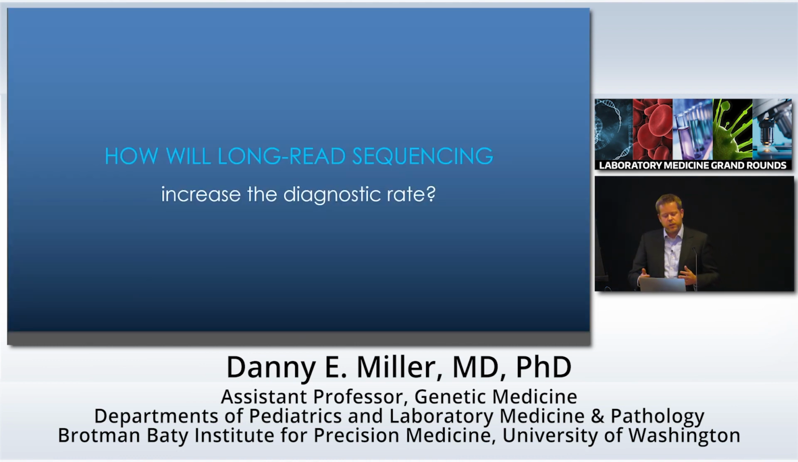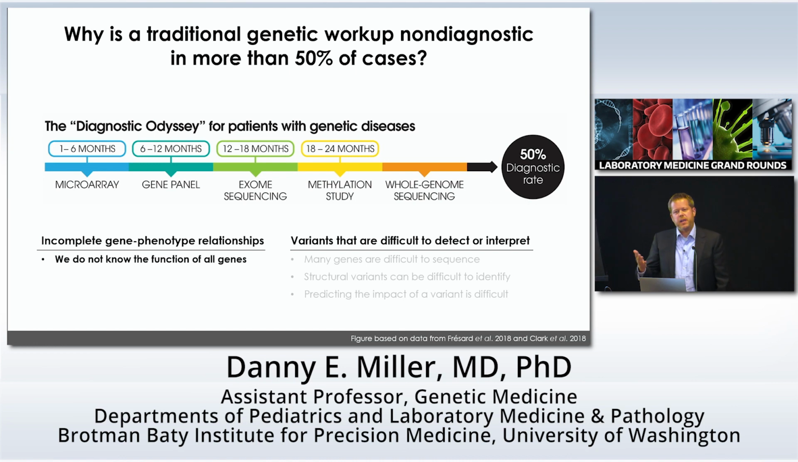So the first thing I want to just go through is a couple of examples of how I think long-read sequencing could be used to increase the rate of diagnosis. When you think about why people are unsolved after a standard clinical evaluation, one thing we should always say is that we don't know the function of every gene, of course, right? We need better phenotype-genotype relationships.